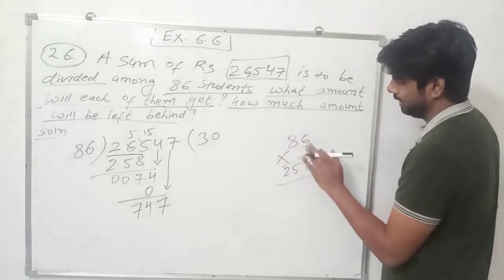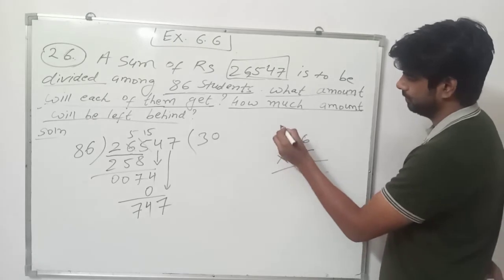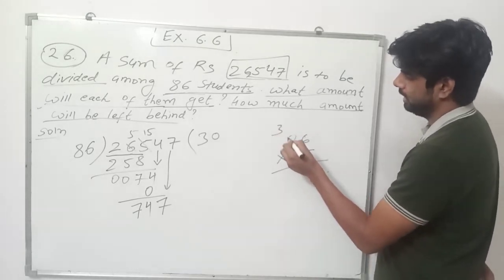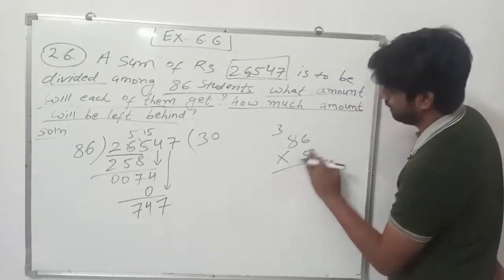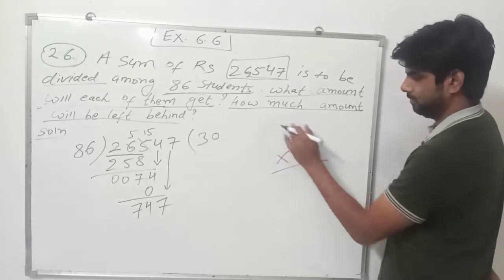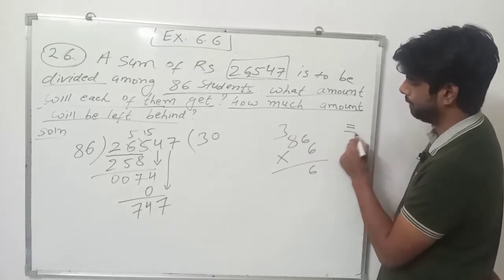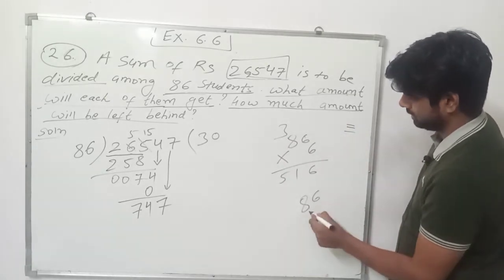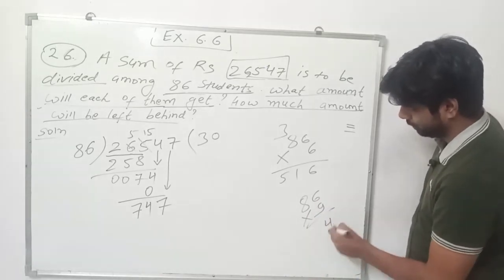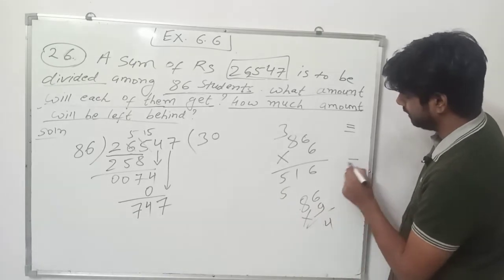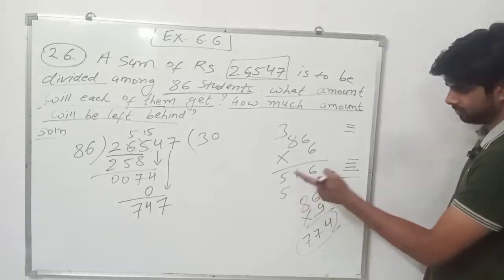Let's see what to subtract. Let's multiply 86 by 5. 5 6s are 30, carry 3, 5 8s are 40, plus 3 is 43, that is 430. Let's multiply it by 6. 6 6s are 36, carry 3, 6 8s are 48, plus 3 is 51, that is 516. 86 by 9. 9 6s are 54, carry 5, 9 8s are 72, plus 5 is 77, that is 774, which is greater than 747.